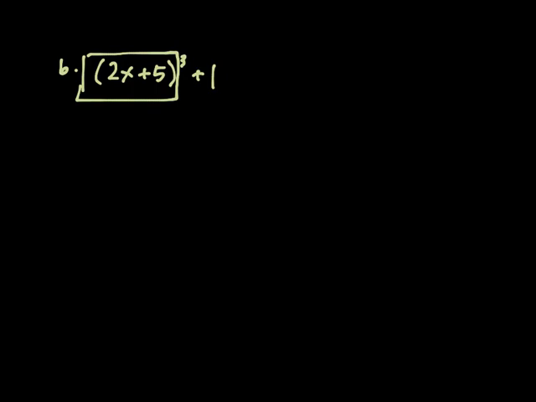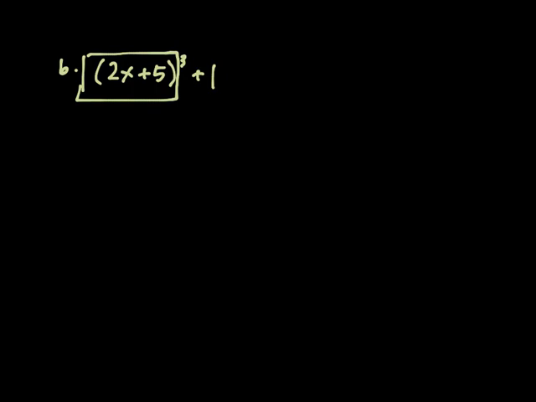Okay, let me rephrase that. You need to multiply it onto itself, that same exact binomial, 3 times. Meaning, you can't just do (2x)^3 and then plus 5 cubed and expect that to work. It's not going to work. That is incorrect. Okay, so what do we do?